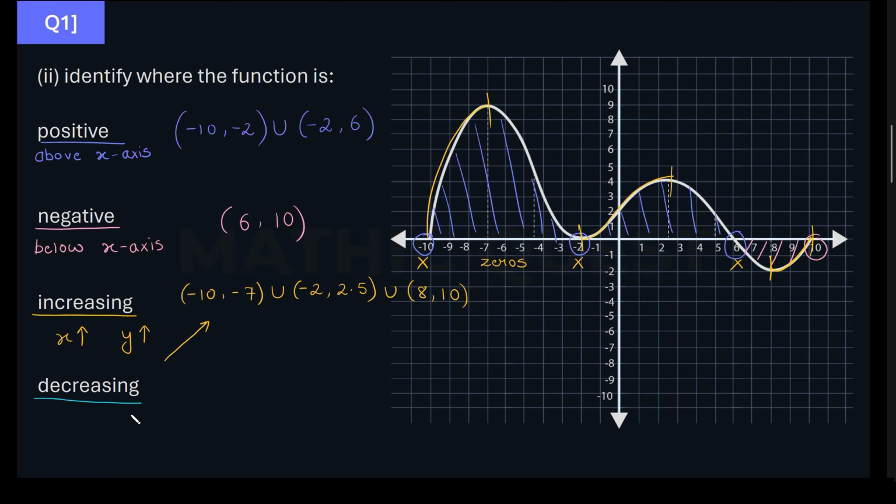Similarly, we say a function is decreasing if y decreases as x increases. That means while going from left to right, the graph should go downwards. So that's here and here, which is -7 to -2, union 2.5 to 8.